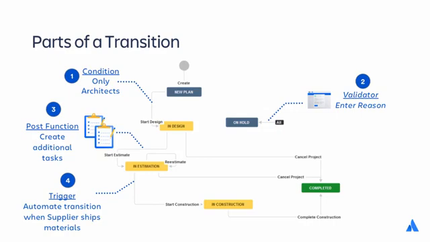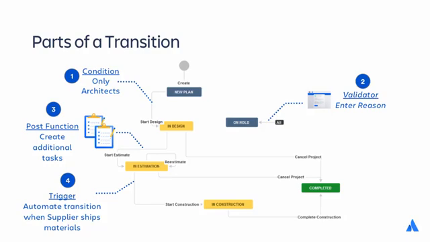A transition can have these various parts configured. Conditions can have permission so that only some people are allowed to execute the transition. For example, only architects can start design. Validators can require additional data before continuing. For example, you must enter the reason when putting a house construction project on hold. Post functions do additional processing as they occur. For example, you may create additional tasks when starting an estimate.